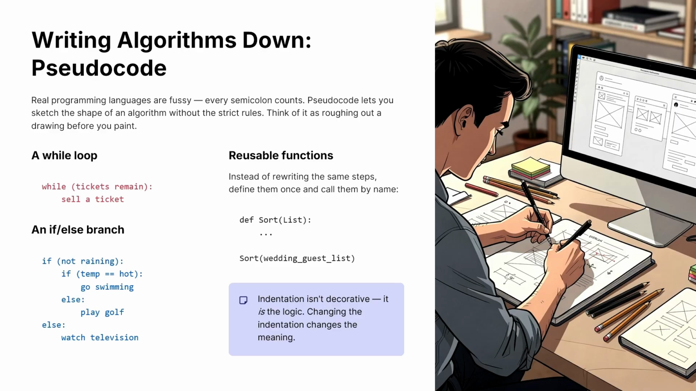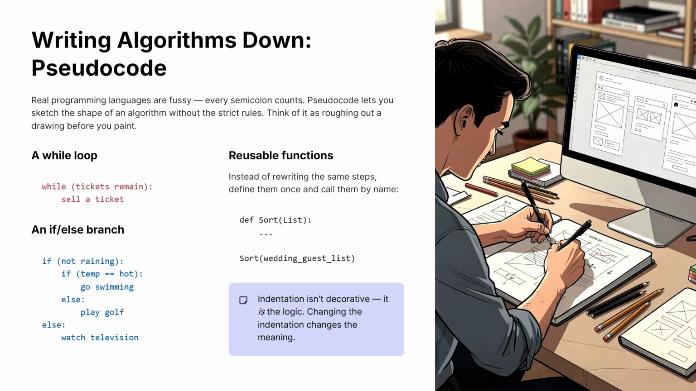Real programming languages are fussy. Every semicolon matters. Every type declaration has to be perfect. That's great for computers, but it's terrible for thinking. So computer scientists use something called pseudocode, a notational system where ideas can be expressed informally, borrowing structure from programming languages without the strict rules. Think of it like roughing out a sketch before painting. You're capturing the shape of the algorithm without worrying about the details.